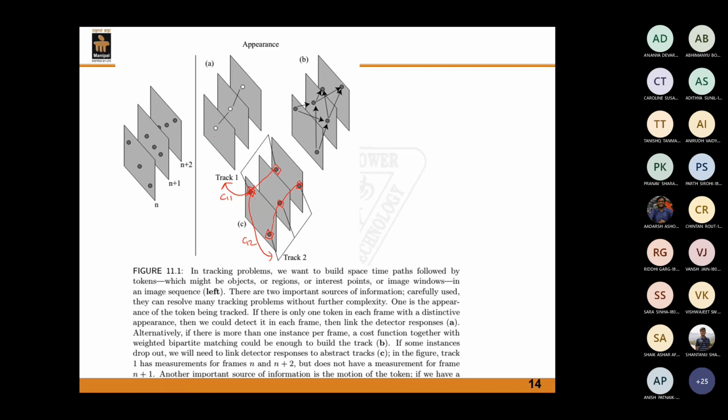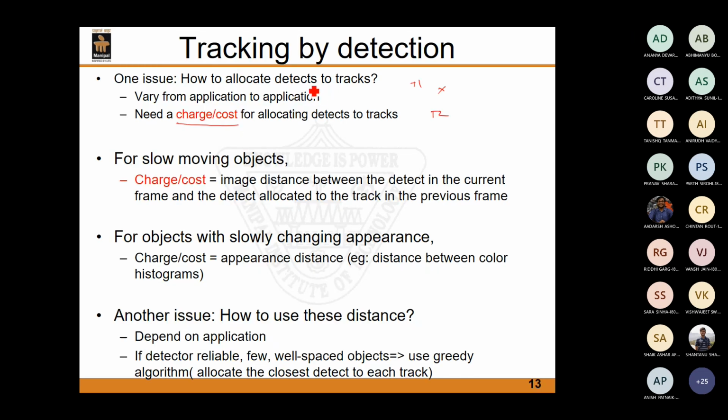Okay, so coming to here now, as we discussed, we are assigning a particular charge function or cost function for allocating or detecting the tracks, right? Now, what is this particular cost function that we are assigning? That is one thing we have to look at, and also the fact that there are many assumptions that we are making. What are the different assumptions? So in this case, as I said, we are assuming that it is a slow moving object.